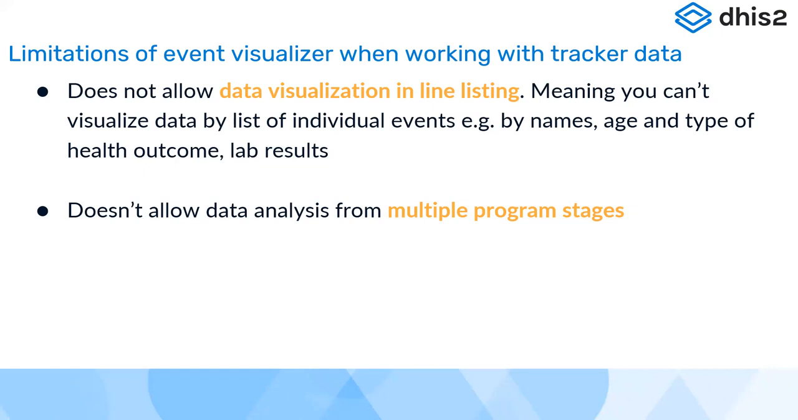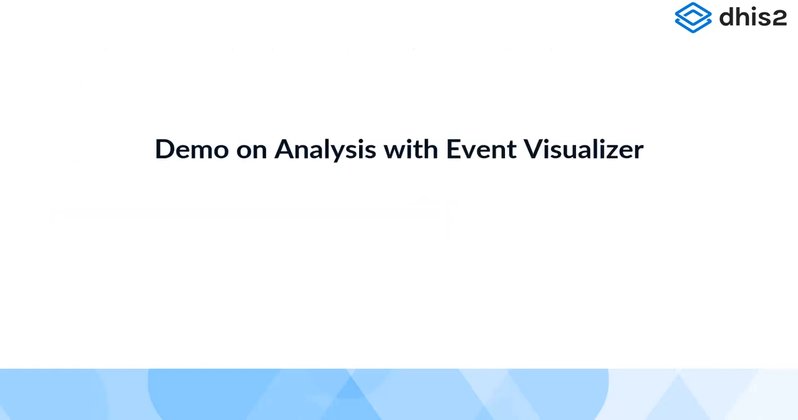But having said that, for aggregation purposes, we are introducing another concept that we will do tomorrow. That concept is called program indicators. Using program indicators, we might be able to extend some functionality. For example, if we want to connect data from a couple of stages and produce aggregate visualizations, you can do that using program indicators. I'm not going to discuss anything about program indicators today, because that will be discussed separately tomorrow. Right, so let us do the demo on analysis with the Event Visualizer.